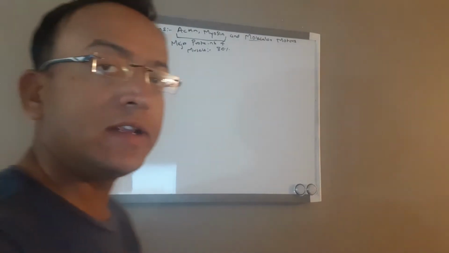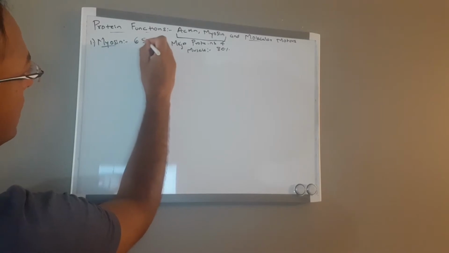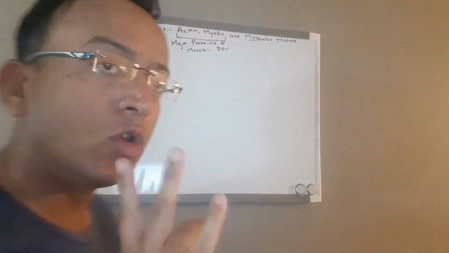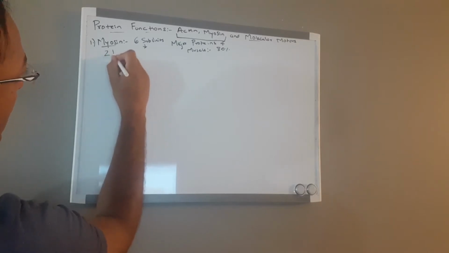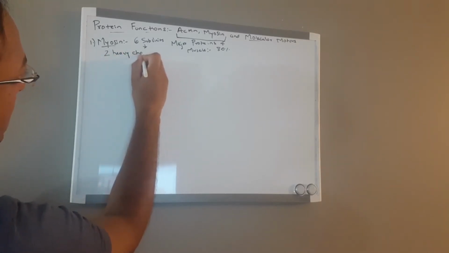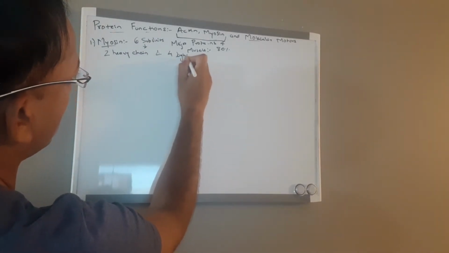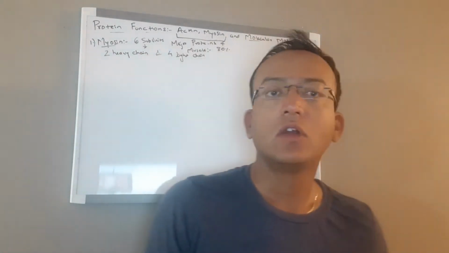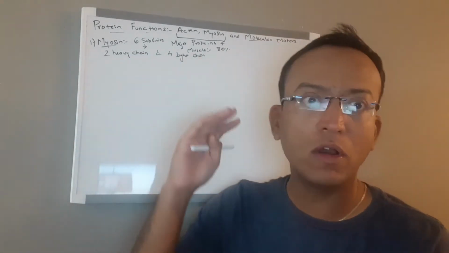Myosin has 6 subunits. Of the six, two are heavy chains and four are light chains. The overall molecular mass is 520,000. So this protein has 6 subunits: two heavy chains and four light chains.